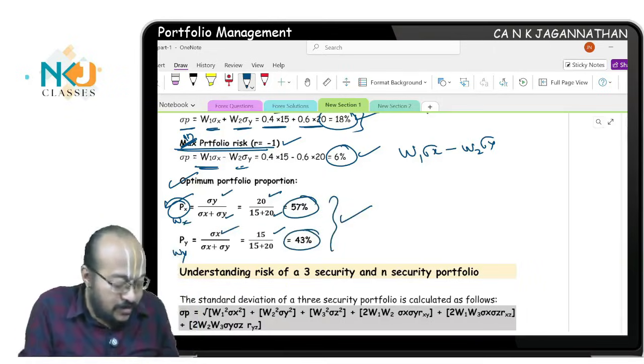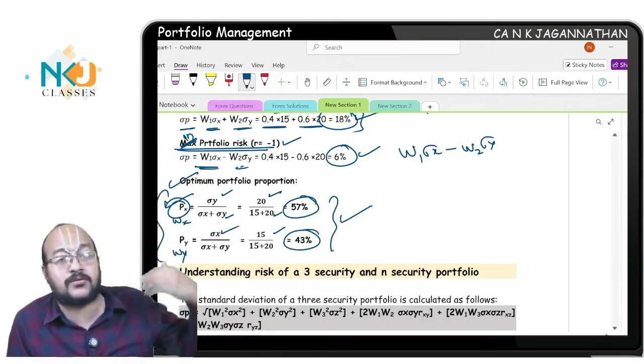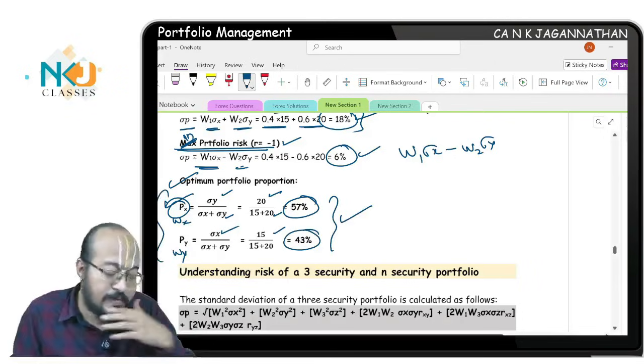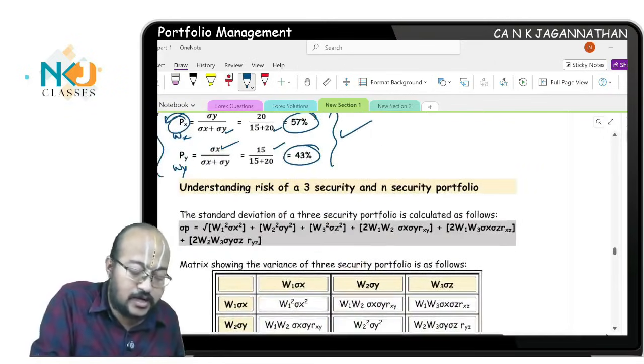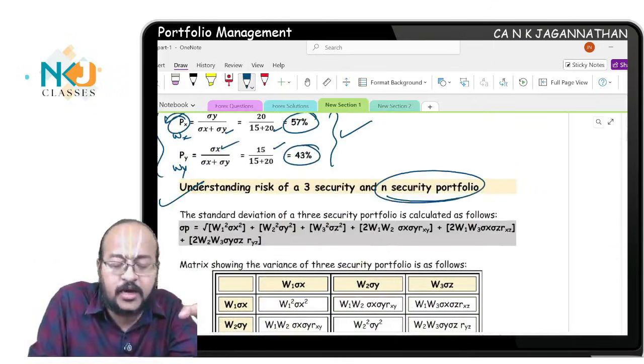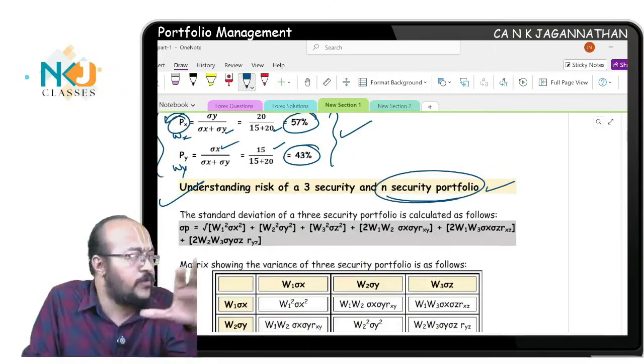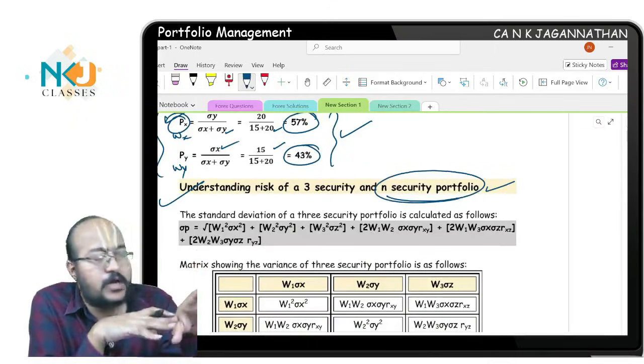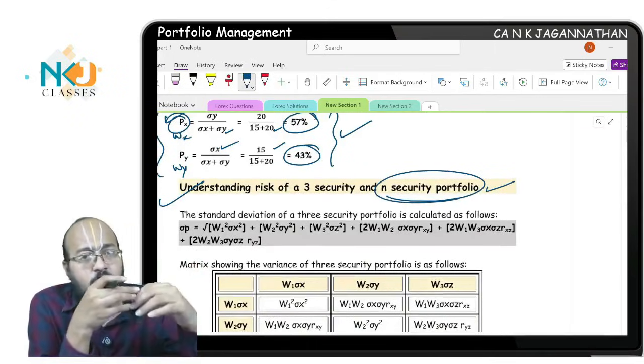But you will never understand why this formula came without having such a long discussion. Are you understanding? That's why I have discussed all. Okay, next, understanding the risk of a 3-security portfolio and an n-security portfolio. See, now we discussed the (a plus b) whole square formula: a square plus b square plus 2ab.